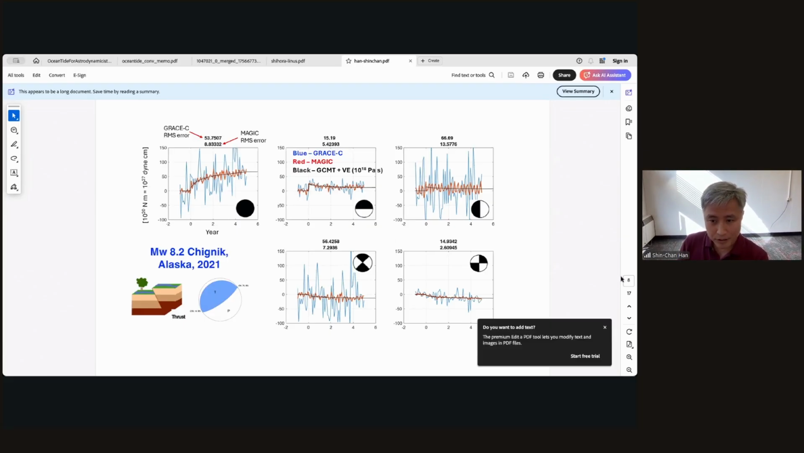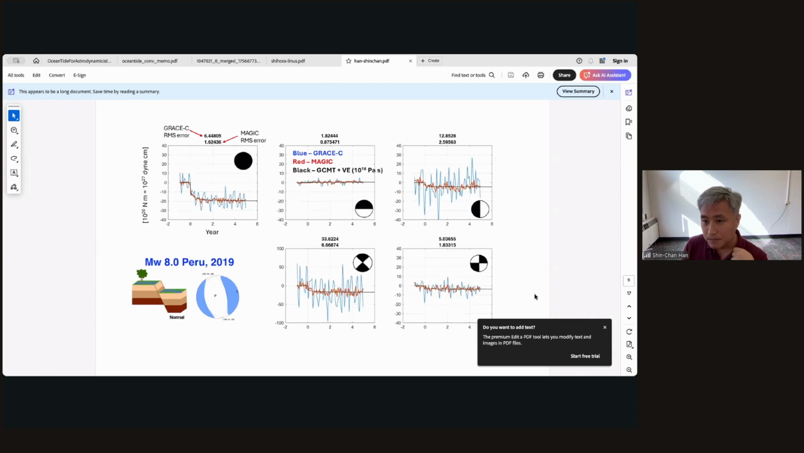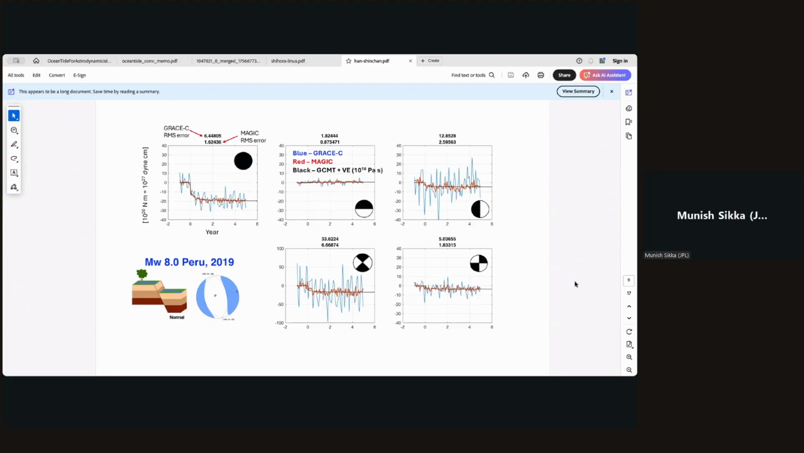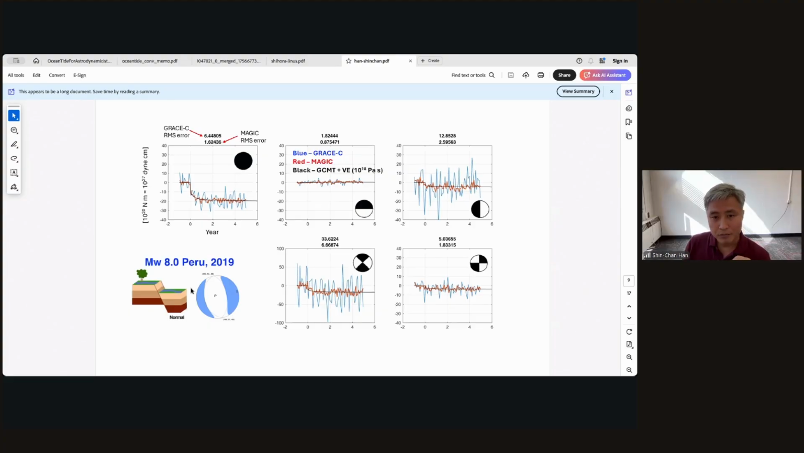Yeah, this is a thrust event. Next one. Yep, thank you. And this is the smaller one, the normal fault. The first one, the isotropic component, there's a huge change in the first component. And you can see a factor 6 improvement by adding the NGGM pair to the solution. Next one, please.